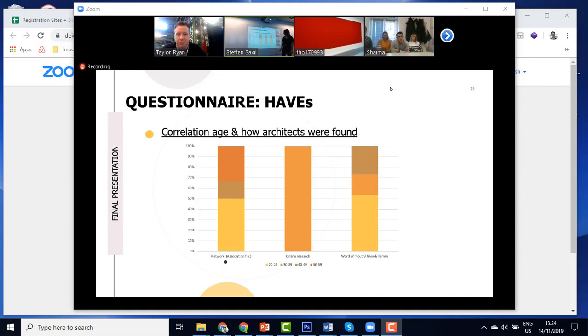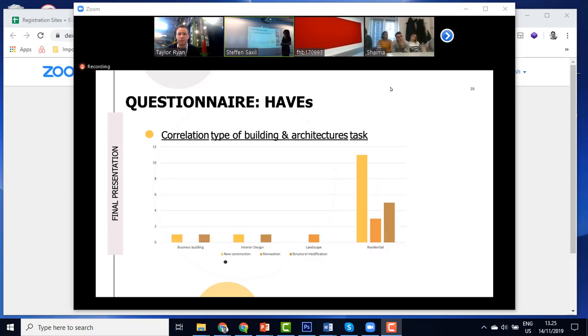You can also see that the network and word of mouth are really important for the people. They want to have a person they can trust, out of the network or out of the friend or family group. So maybe it would be good for ArchitectureQuote to have a kind of personal profile, to show the people that they can have a close relationship with their architect if they want to.